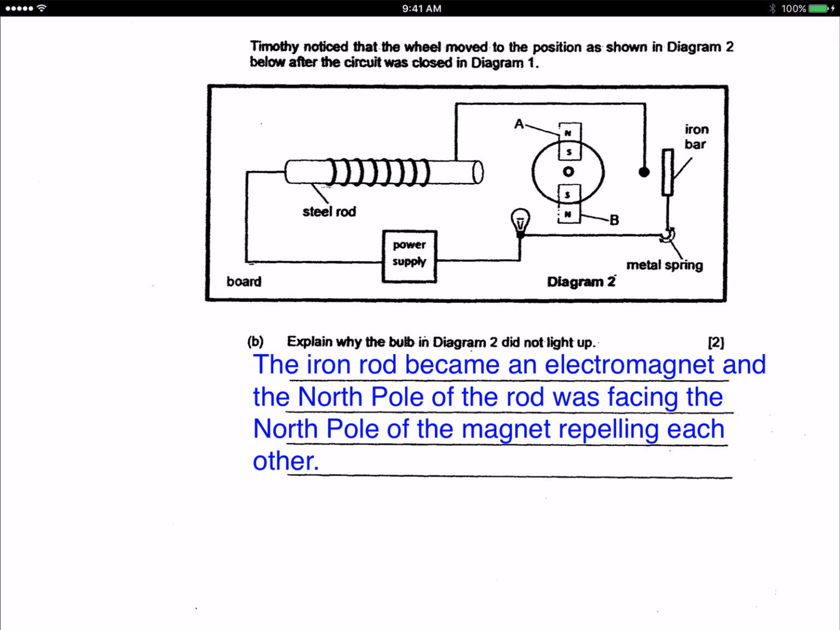I need to revise my electricity. This is electricity plus magnets. Right? The iron rod thing, right?